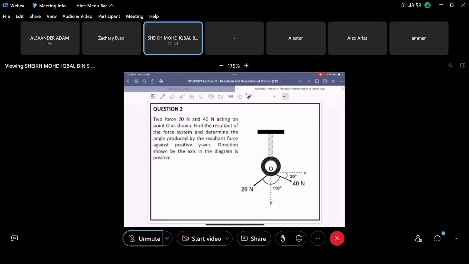So it can get a bit confusing. So it's better to set your state of mind now to draw the free body. Every time you see a problem, you draw a free body diagram that is easier for you to analyze. All right. So the first thing you need to do is draw the free body diagram.